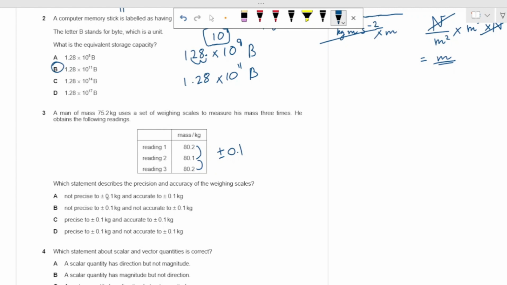Not precise to plus minus 0.1, that's wrong. Not precise, again, that's wrong. It is precise to plus minus 0.1 kg, that is correct. And accurate, let's check for the accuracy. If you subtract 80.2 or 80 from 75.2, we will definitely not get 0.1. Therefore, it is not accurate to plus minus 0.1 kg, and the correct option is D.